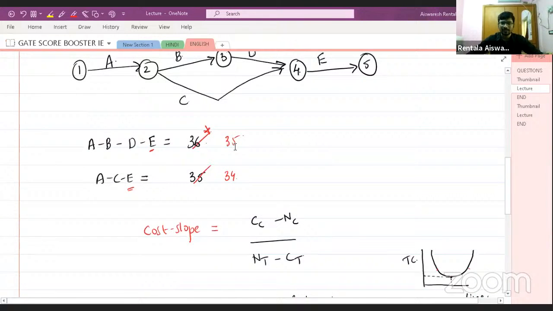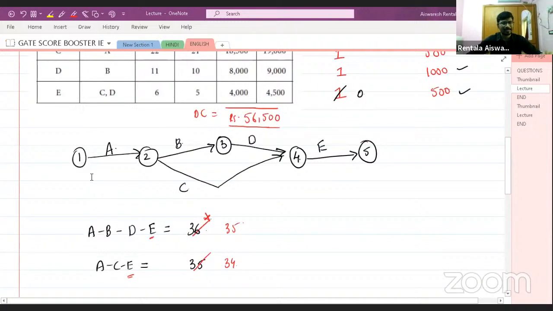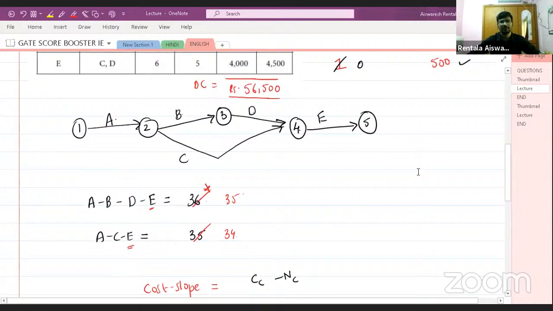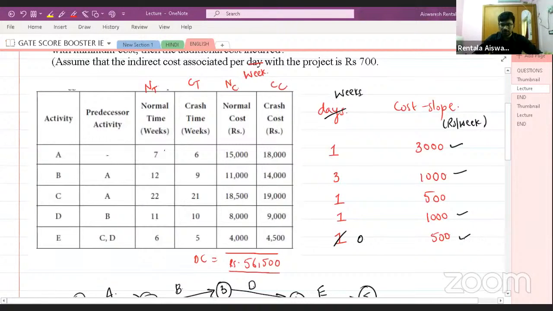So again, your critical path. So your new critical path is the same. So this is your critical path, and this is the next path. Now activity E you cannot crash further. So among A, B, D you have to choose.